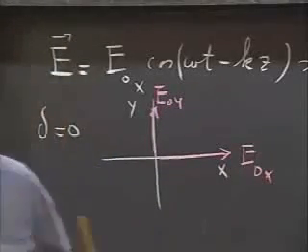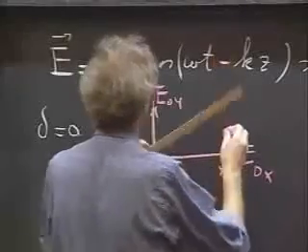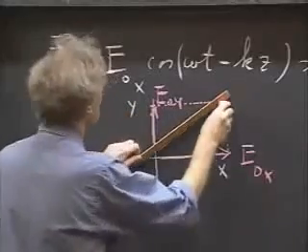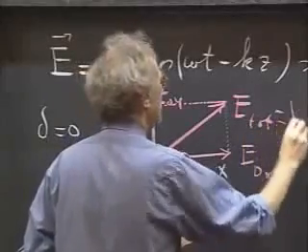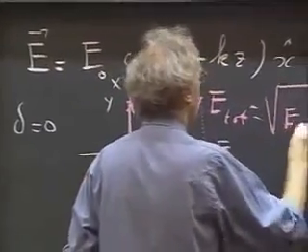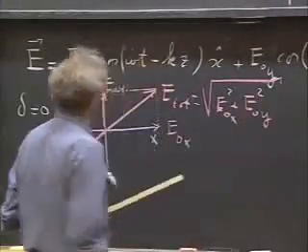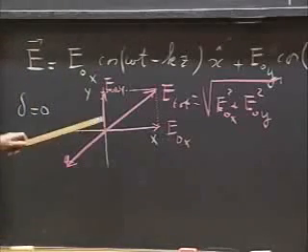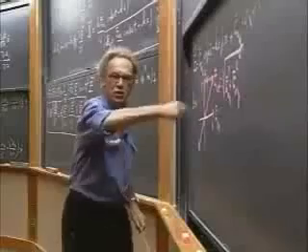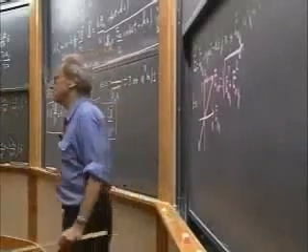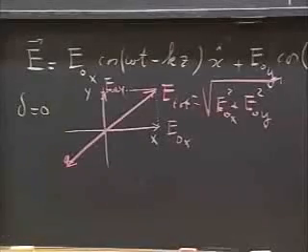So what is the net E vector? That is the vectorial sum of the two. So the E vector is this. So this is E total, which is the square root of E0x squared plus E0y squared. And if you see this coming to you, you will see an electric field going like this, linearly polarized. No longer linearly polarized in the x direction, no longer in the y direction, but in this direction.